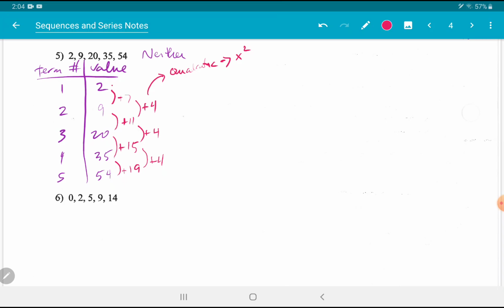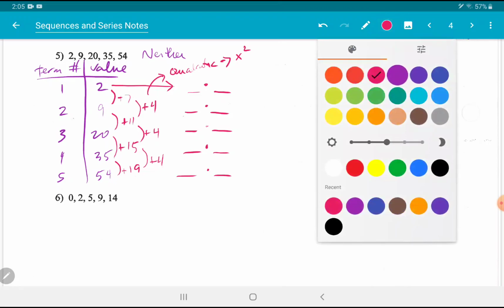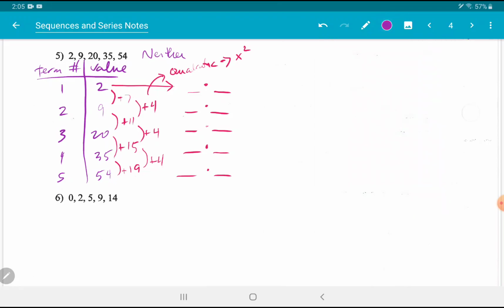So let's go ahead and set up our problems here. We know that 2 is going to be something times something. 9 is something times something. 20, something times something. 35, something times something. And 54, something times something. Just like we said in our Zoom lesson last week, it's really just guess and check, just playing around with it and seeing what works. So if I just play around with numbers, whatever I write down right now may or may not work. I don't know, but I'm just trying things out, so let's just see what happens.